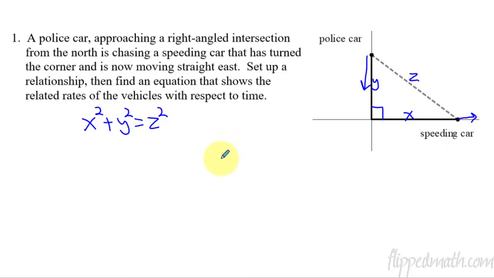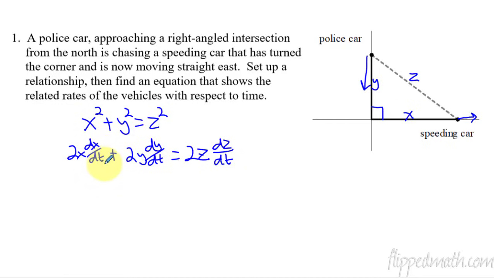So, derivative with respect to time. So that's going to give us 2x dx/dt plus 2y dy/dt, and then that equals 2z dz/dt. Now let's think about what this little equation means here.